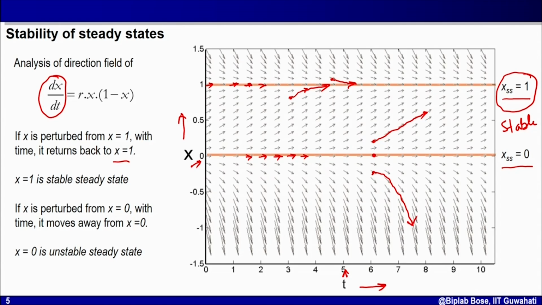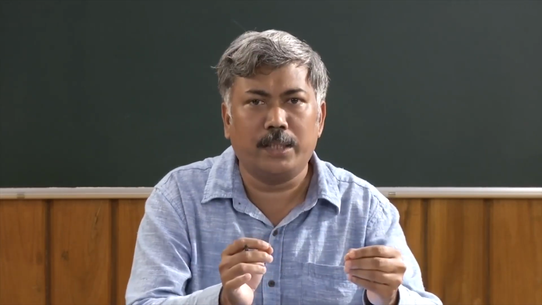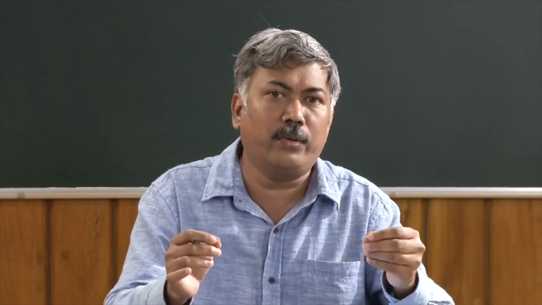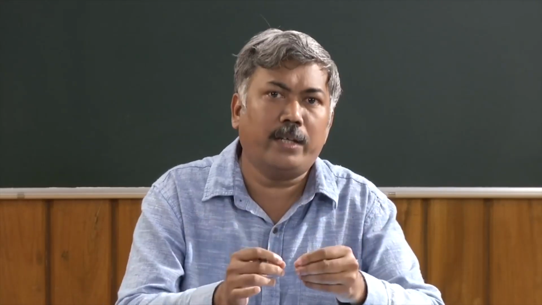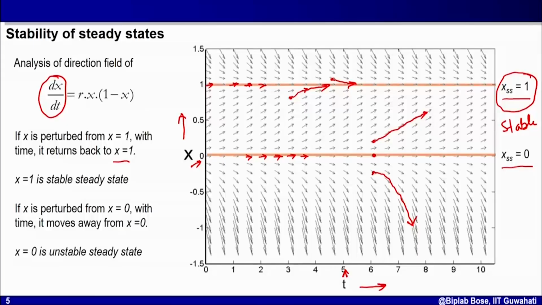As you can see in this direction field, the arrows are telling me that if I change the value of x slightly away from 0, it will move away from x equal to 0. That means if the system is at steady state with x equal to 0 and you slightly disturb or perturb it, the system will not stay at x equal to 0 anymore. It will not come back to x equal to 0. Rather, it will go away from it. So that's why x equal to 0 is an unstable steady state.